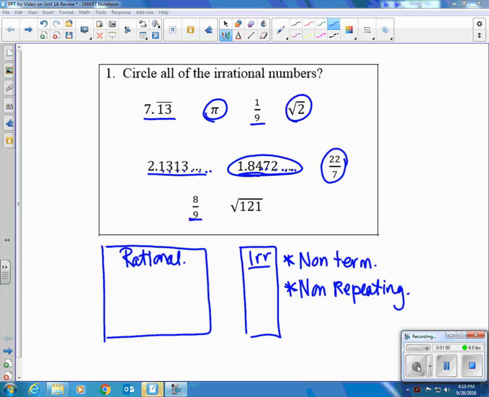This is a rational number because it's a fraction. And remember, this square root here, we actually have to do the square root, which makes it 11, and 11 would be a rational number.